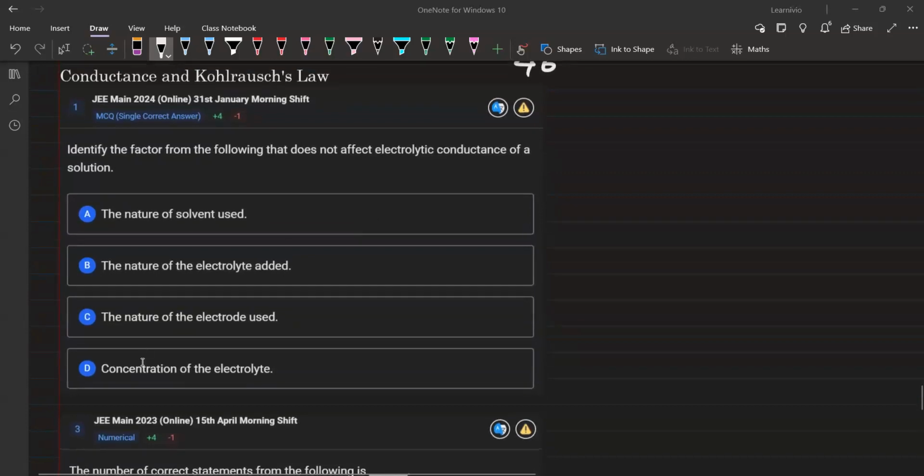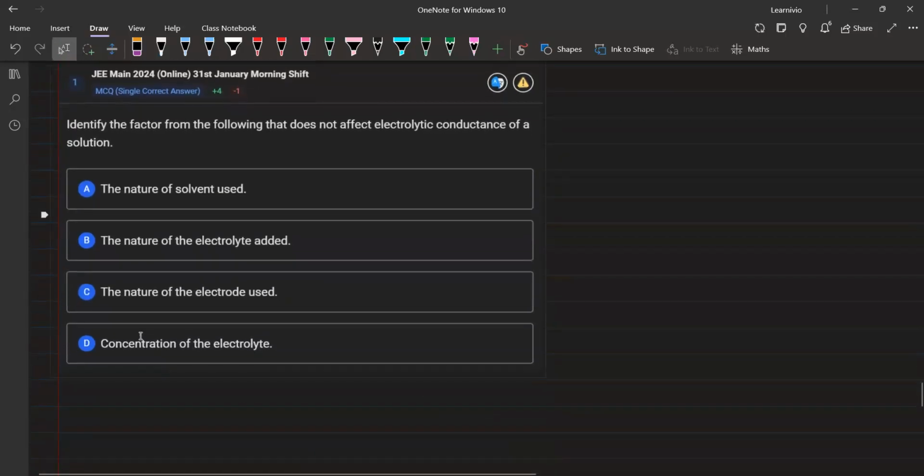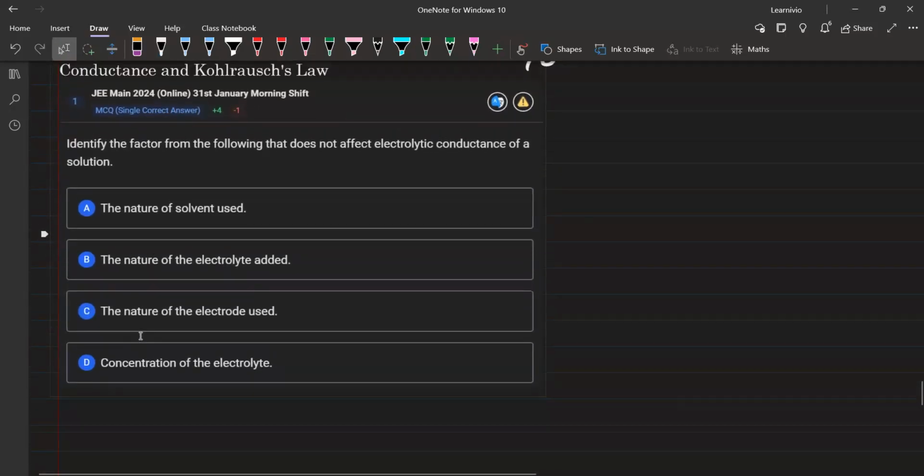Now we have conductance and Kohlrausch's law. Again, theory will be, I will be writing whatever formulas are needed whenever required. But we'll start with questions itself. Identify the factor from the following that does not affect the electrolytic conductance of a solution.